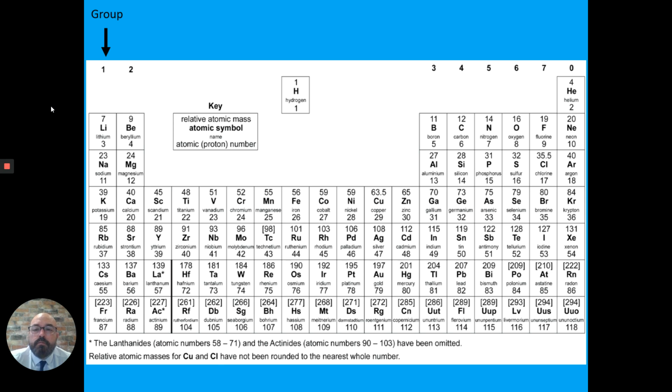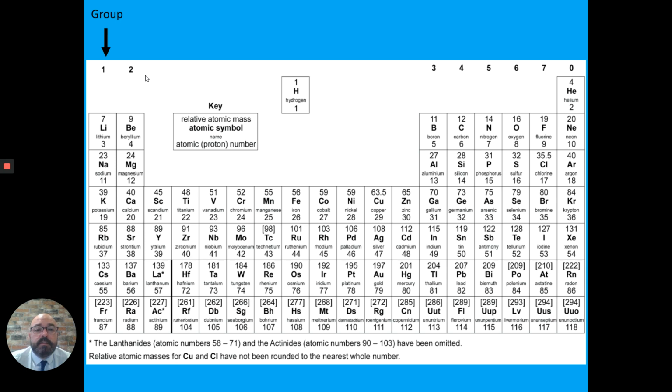Now all elements in a group have something in common, and what they have in common is they have the same number of electrons in their outer shell. So in group 1 that we can see there, with lithium, sodium, potassium, rubidium, cesium and francium, all of those elements have common chemical properties, but they also have one electron in their outer shell, which is why they're in group 1. Same goes for group 2. So beryllium, magnesium, calcium and so on, they will all have 2 electrons in their outside shell, and they will also behave in similar ways chemically.